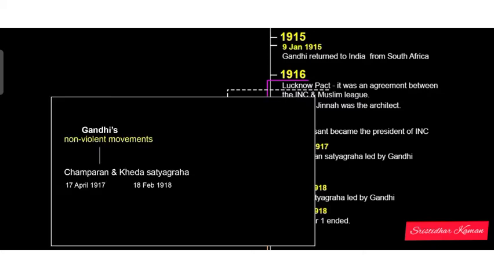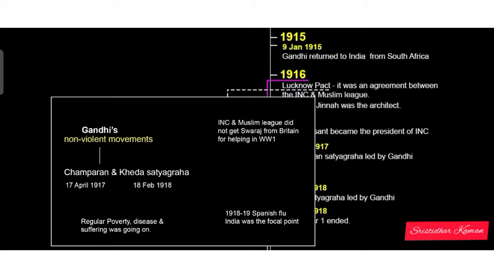On one hand, Gandhi's civil disobedience peaceful movements were slowly gaining popularity. And on the other hand, the whole idea of the Congress and the Muslim League supporting the British during the World War so that in return they would get their wishes fulfilled, which did not happen. And one more point is that India was suffering from the influenza pandemic. The 1918 Spanish flu was the most devastating in history, and India was the focal point of the pandemic. And not to forget, the regular poverty, disease and suffering were all happening parallelly in the country during these years.